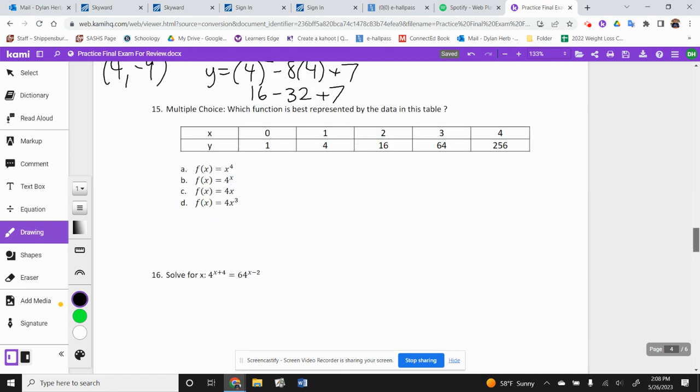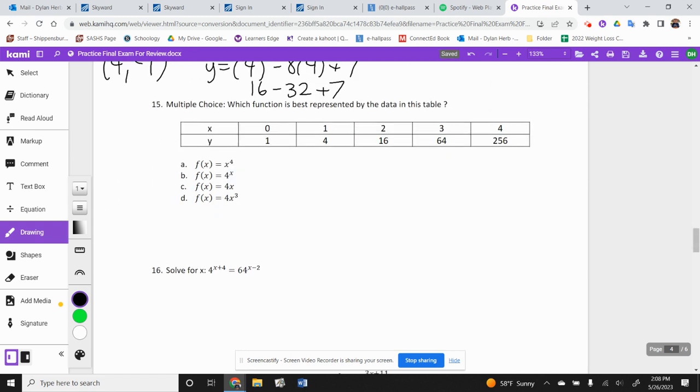Number 15 is multiple choice. Which one of these is best represented by the table? Take your x value, plug it in for the x's, and figure out which one of these matches perfectly. So if you take x is 0 and you plug it into the first one, 0 to the 4th power is the number 0. However, this has a 1, so that is not the answer, because you cannot plug 0 in for x and get 1.